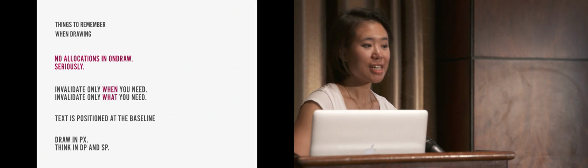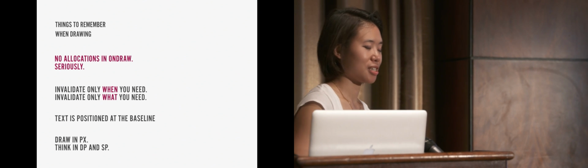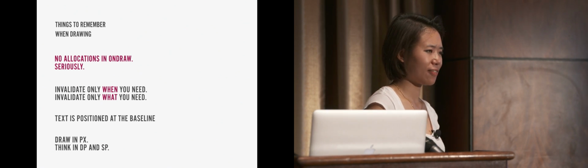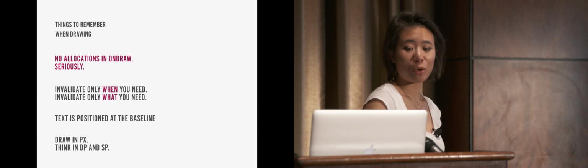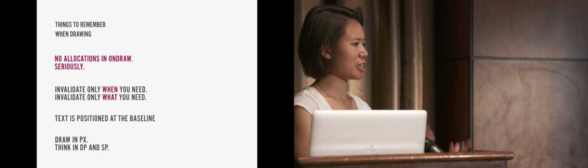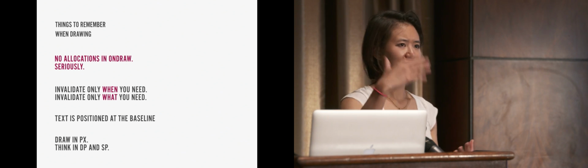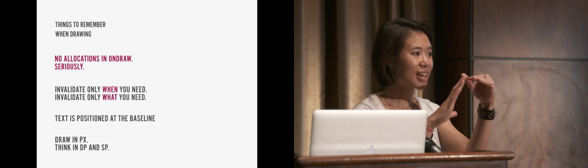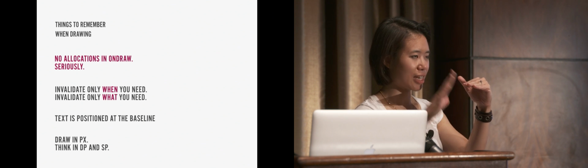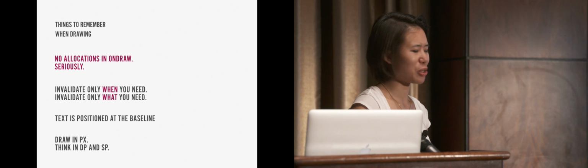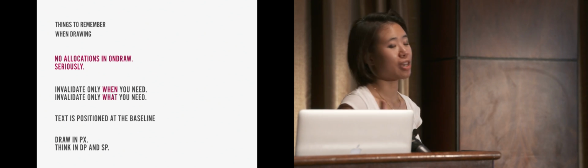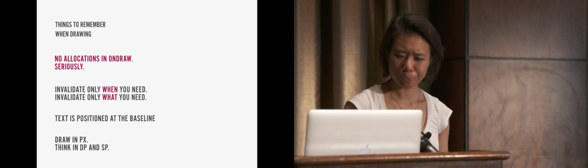Invalidate only when you need, and invalidate only what you need. Again, drawing in the invalidation process is expensive. Don't do it willy-nilly, only do it when you need it. And again, try to be precise with it. If you can save some other views from being drawn by using that invalidate with the 4 coordinates, so that it doesn't intersect other views and the other views can just chill on their own and be cool, then you can save yourself processing time and draw time.